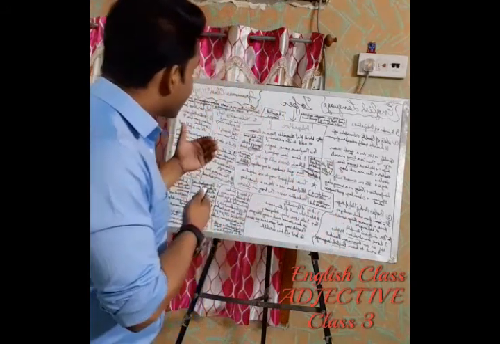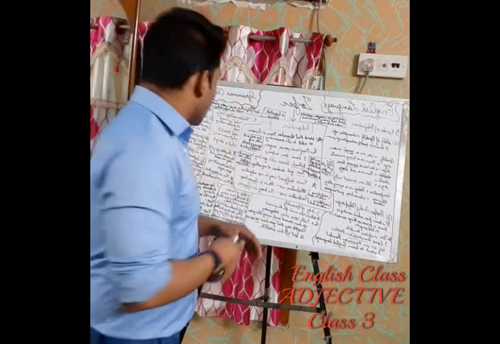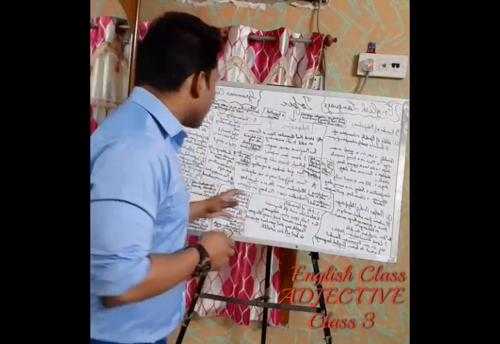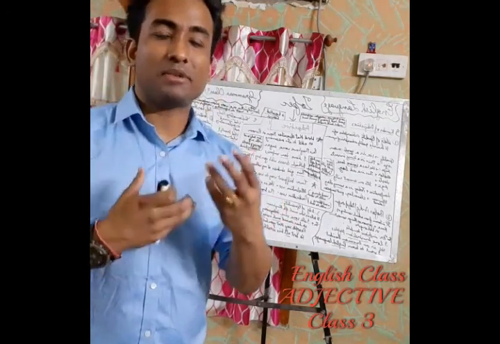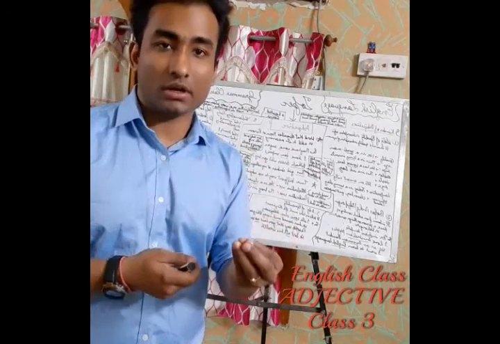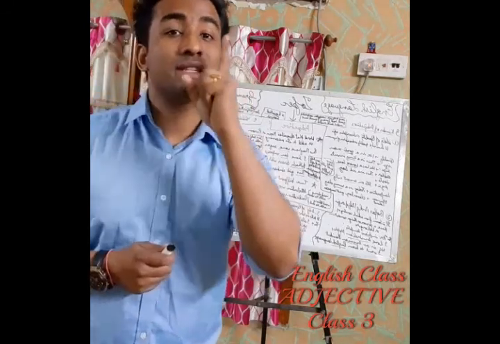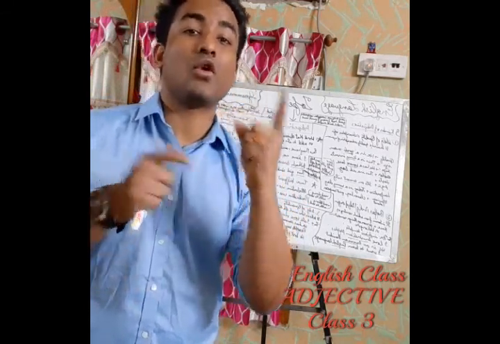Let's start with adjective number 4, which is adjective of number. So what is adjective of number? You can understand that how many things or persons there are, that is described here. That is adjective of number. But first you have to understand how it is an adjective, and only then how it is called a number.